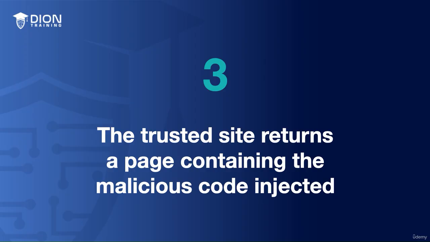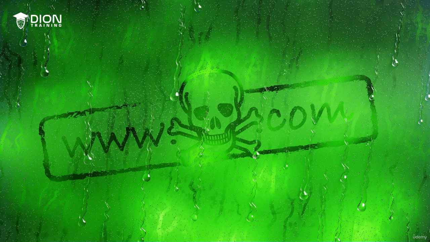Third, the trusted site will return a page containing the malicious code injected as well as the regular site code. This occurs once the user clicks the encoded URL and the trusted site executes the code that was injected. At this point, the user is going to be presented with malicious content, which they believe is trusted because it came from the trusted website that they were visiting.